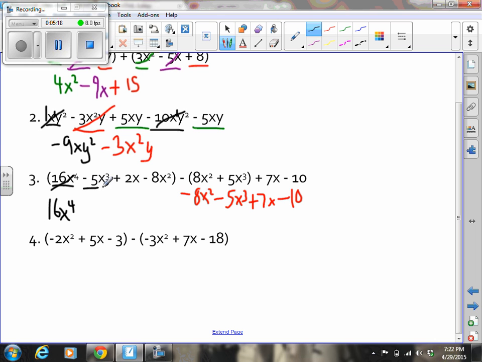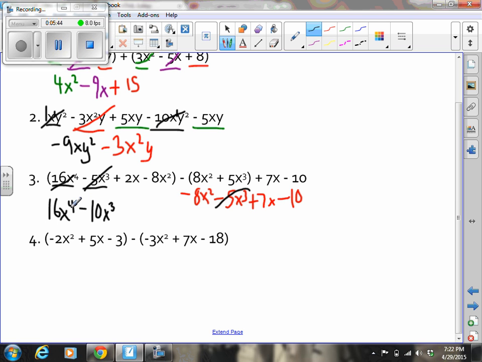This guy is negative 5x to the third, and then I've got a negative 5x to the third again. So negative 5x to the third and negative 5x to the third will give me negative 10x to the third. And then those terms are combined. Notice how when I'm crossing out the terms, I'm very careful to cross out the signs that go with the terms. Let's try to keep this in standard form.